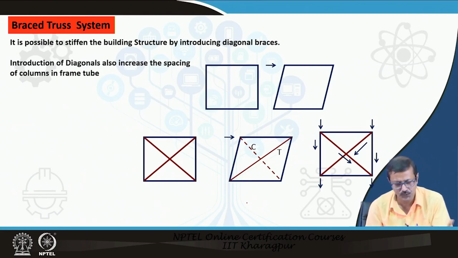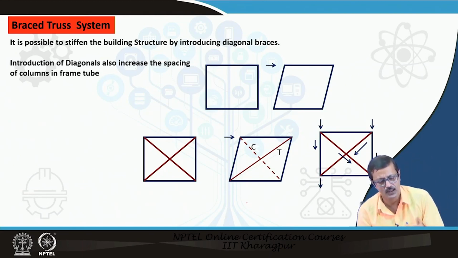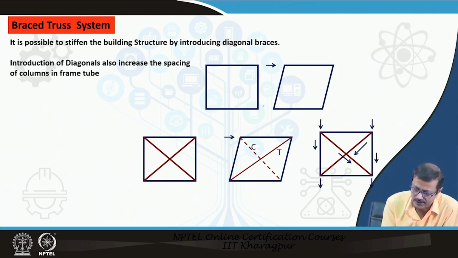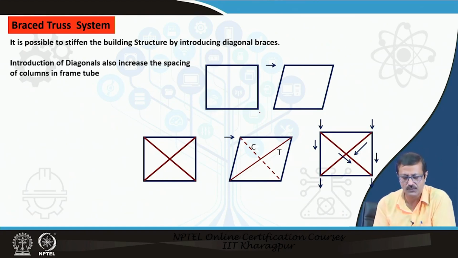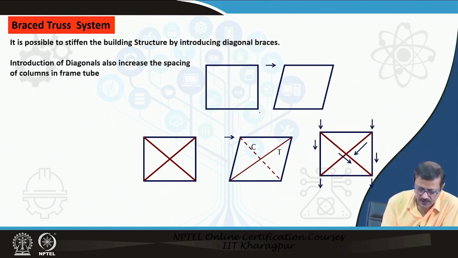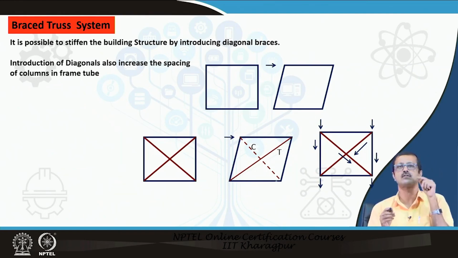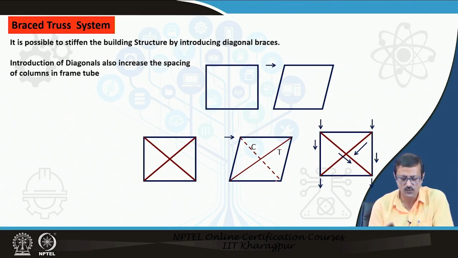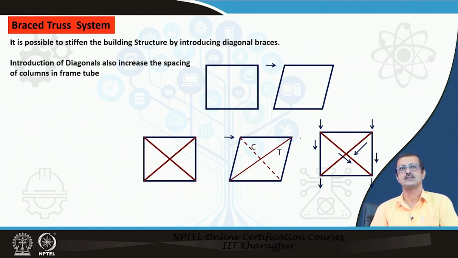If you just want to push this particular square without any diagonals, it can be easily made into a rectangle. We have discussed this in our truss lecture in week number 5. If you put the diagonals and you want to push, you cannot easily make a rectangle into a rhombus, or a square into a rhombus, because one of the diagonals has to be under compression and the other has to be in tension. So, that is very difficult.